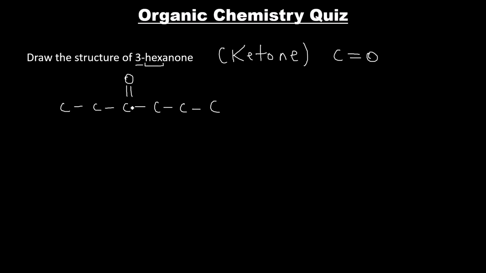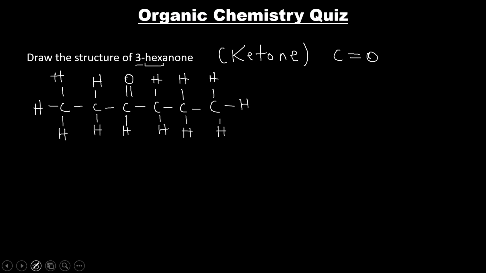As we are done with this important step, the only thing we have to do is to fill the remaining sides with hydrogen, and that means we've gotten our 3-hexanone. So this is the structure of 3-hexanone. Actually, we could have numbered from the right to the left. That would mean that this oxygen would have been on this carbon, and it will still be 3-hexanone because if you number 1, 2, 3, it will be the same. So this is one way of drawing 3-hexanone.